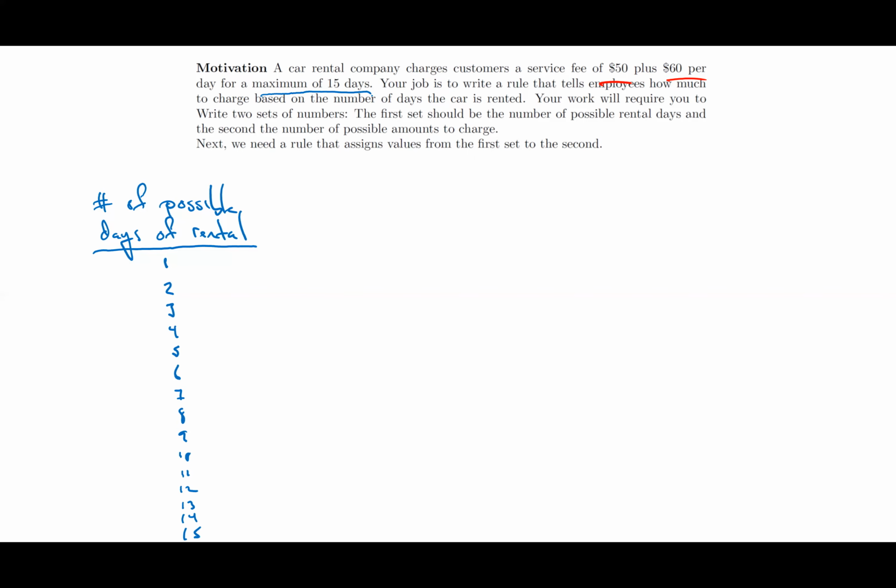Notice that these numbers are all natural numbers, right? You're renting for whole numbers of days, not half a day, not a quarter of a day. And so natural numbers from 1 to 15. And then this other set is the charge, the rental charge.